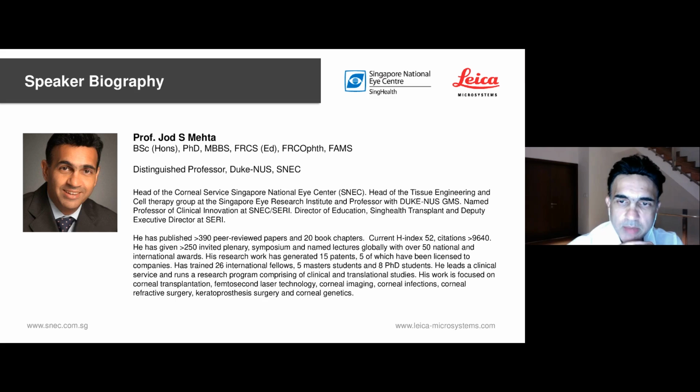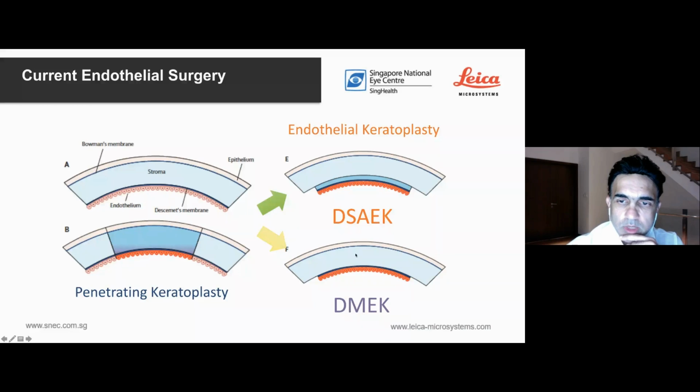This schematic shows the big difference between DSAEK and DMEK. With DSAEK, you have a bit of stromal tissue attached to the Descemet membrane and then the endothelium, while with DMEK, it's purely Descemet membrane and the endothelial cells. You can see the advantages of these procedures where you're selectively changing just the endothelial cells or the diseased tissue at the back of the cornea, as opposed to full thickness penetrating keratoplasty, which you can see on the left-hand side.